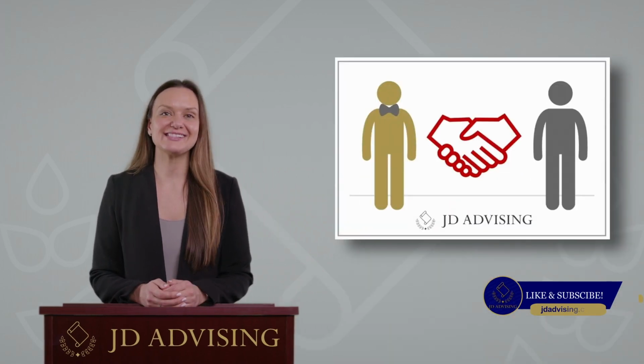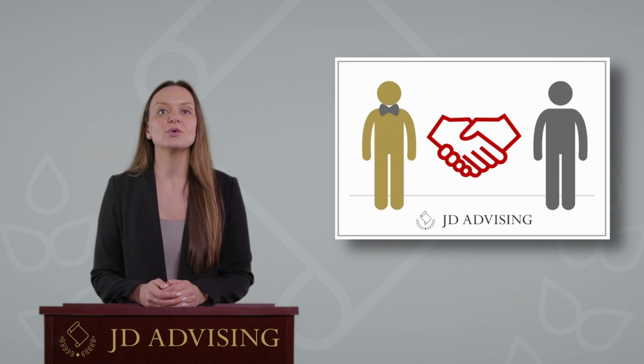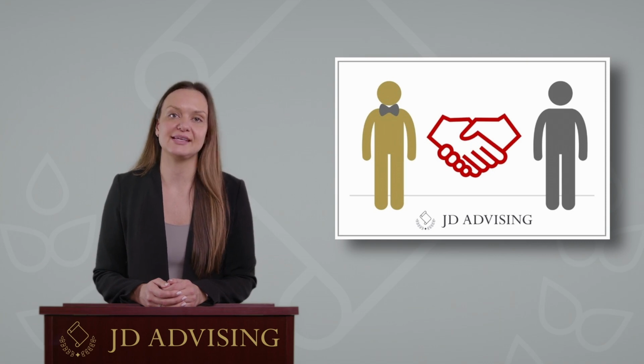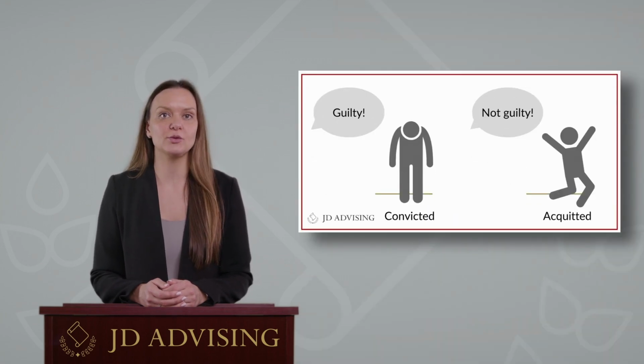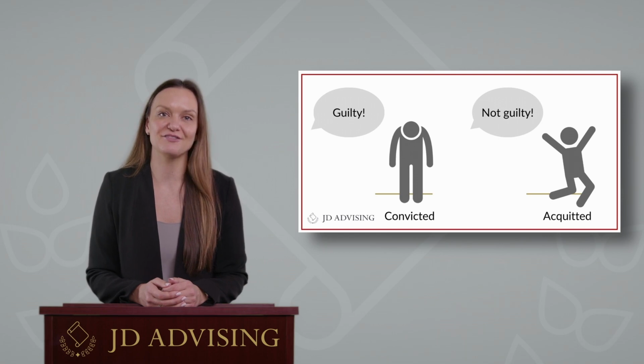In most cases, instead of going to trial, the defendant will agree to a plea bargain, where the defendant and the prosecutor come to an agreement. This is the typical way that most criminal cases resolve. Alternatively, the case will go to trial, where the defendant will either be convicted, so found guilty, or acquitted, basically found innocent of the crime.